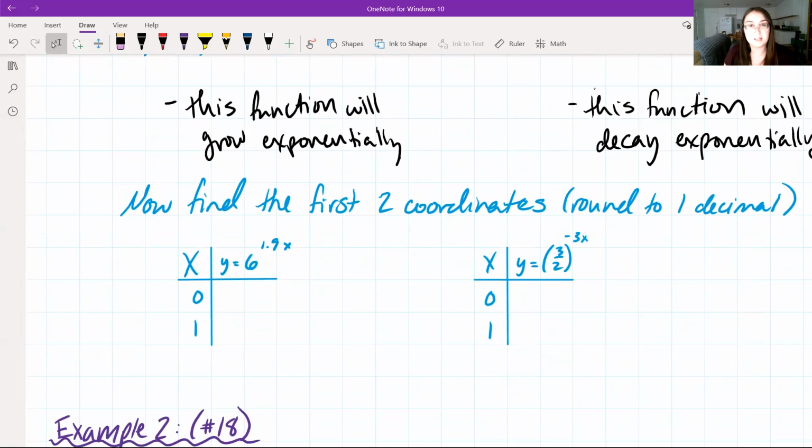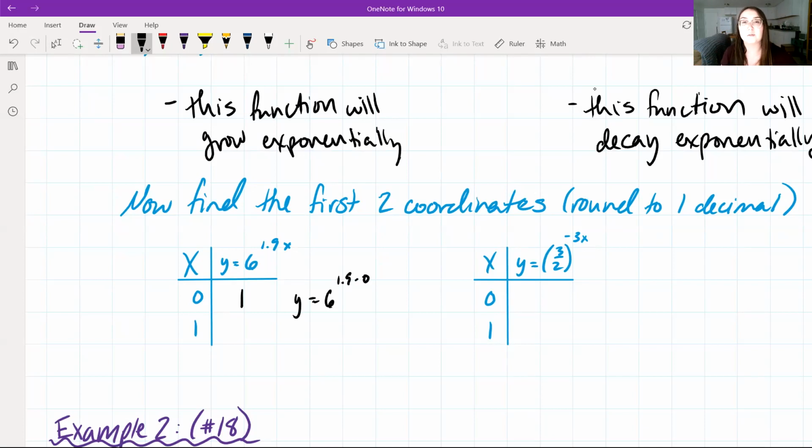So if we plug in 0 for x, we're going to get 6 to the 1.9 power times 0, and that's going to give us 6 to the power of 0. We know that anything to the power of 0 is just going to be 1. So you know that that is just going to be 1.